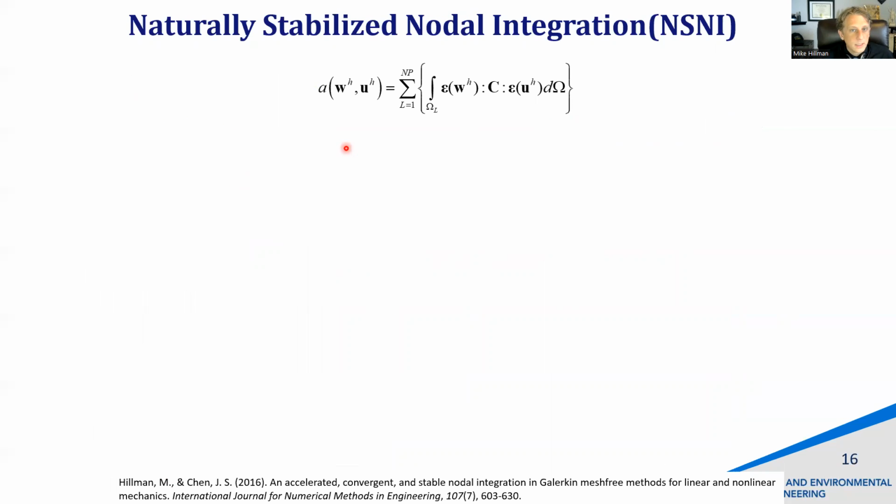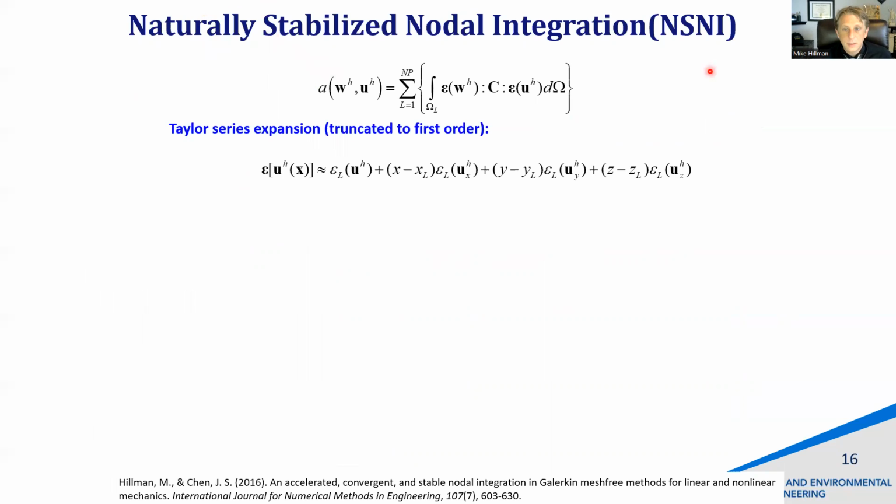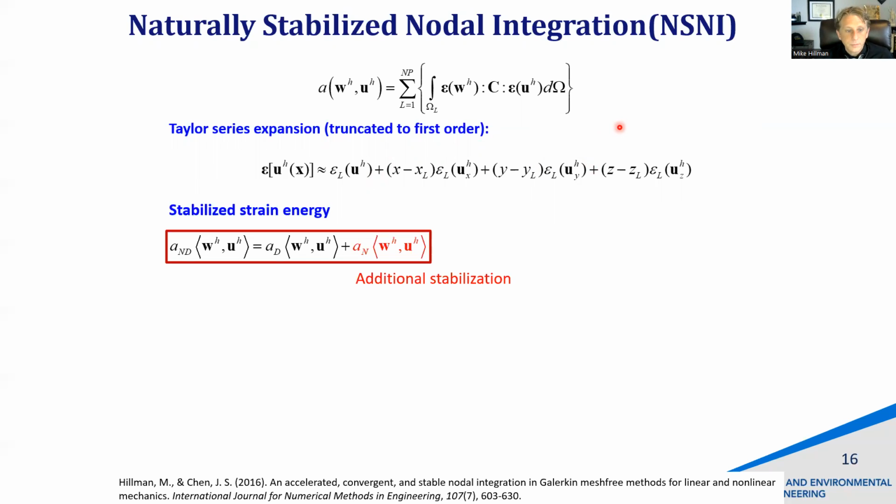Okay, so we're going to take the approach that we previously developed called naturally stabilized nodal integration. The idea is fairly simple. Do a Taylor series expansion on the nodal strains, or in each nodal domain, about the centroid of the nodal domains. So we'll just truncate it to first order. Usually we use linear basis, although you can do higher order, but then you'll have to do a higher order Taylor series expansion. Gary Baslow's has some papers on that recently that you can read about. But we're going to stick to linear here.